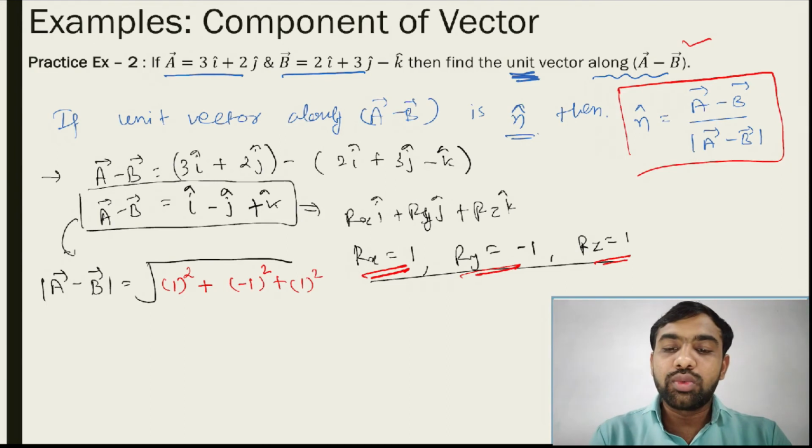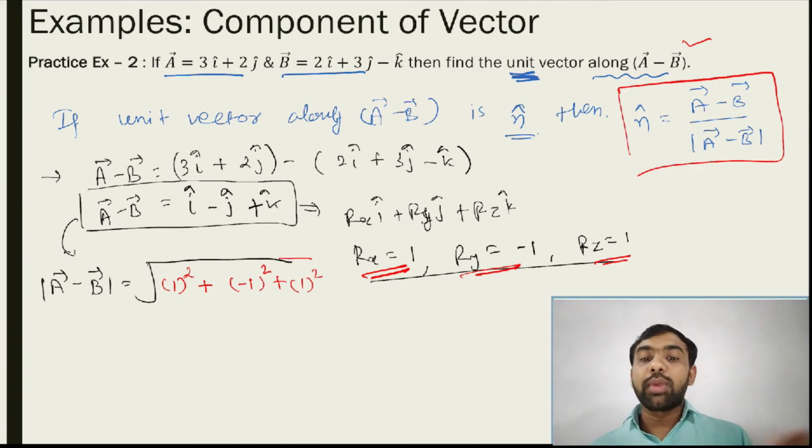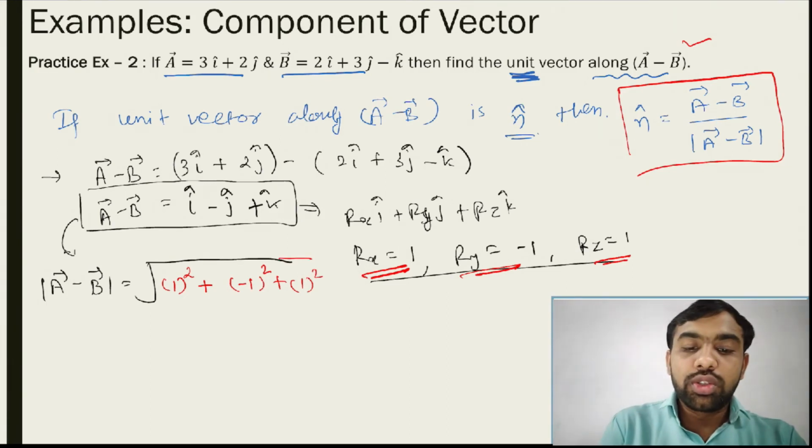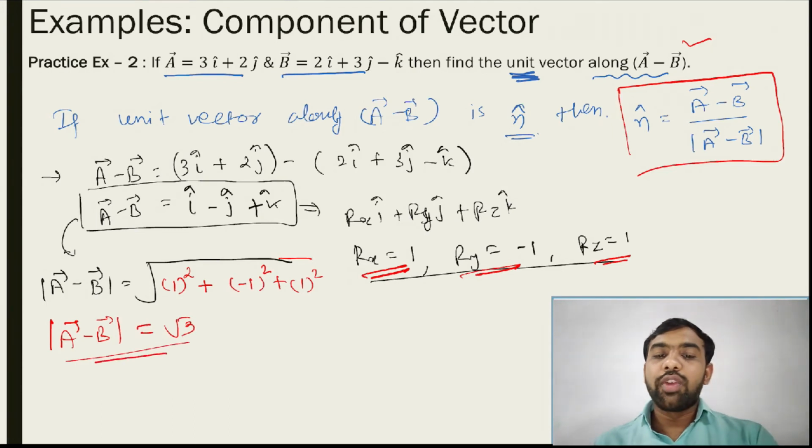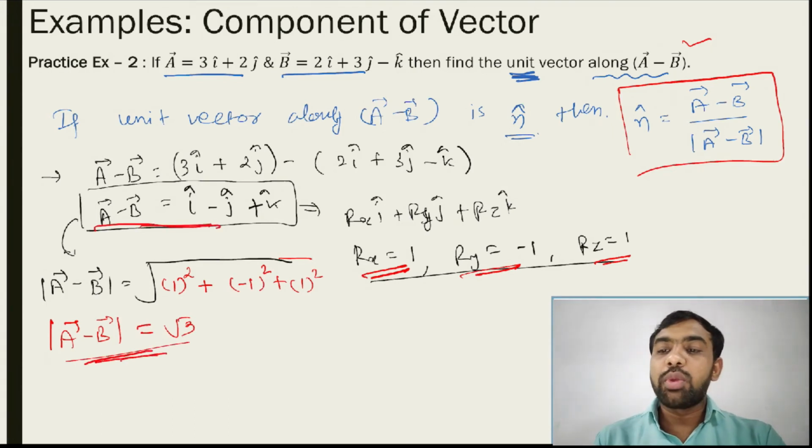So 1 square plus 1 square plus 1 square. 1 square plus (minus 1) square plus 1 square. So the answer is root 3. So mod a minus b is equal to what? Root 3. तो वेक्टर भी मिल गया, मैग्नीट्यूड भी मिल गया.